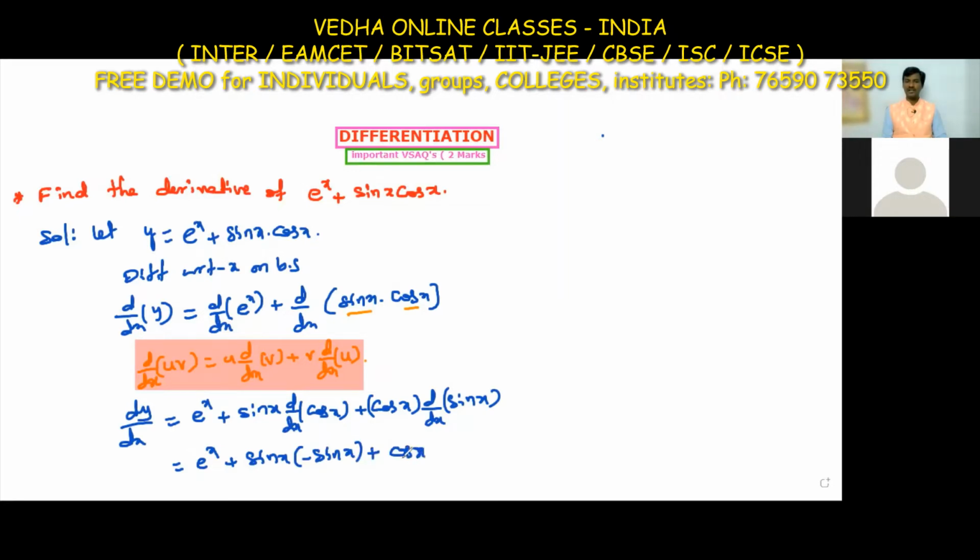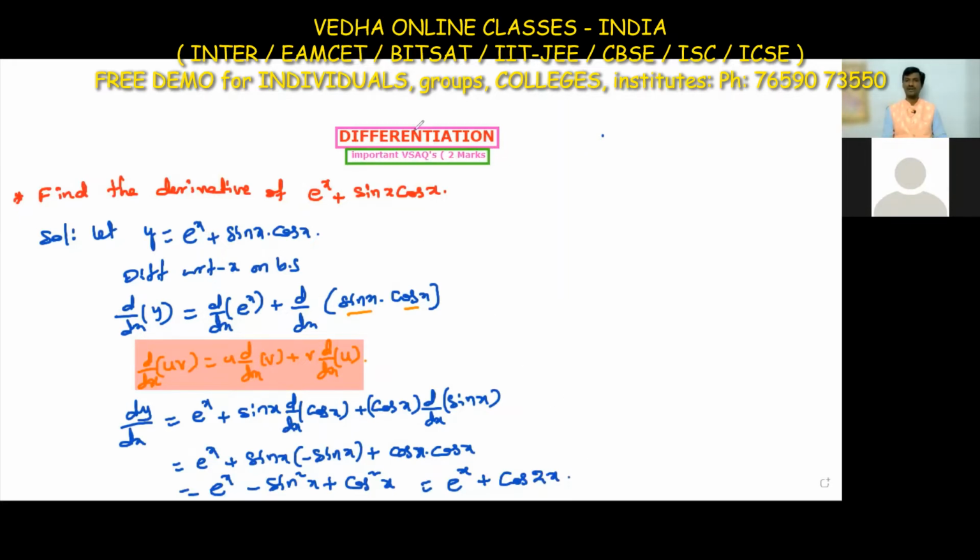I am writing d by dx of sin x. What is the derivative of sin x? Cos x, into cos x. So that is nothing but e power x and minus sin square x plus cos square x. This is equals to e to the power x as it is, cos square x minus sin square x, we can write it as cos 2x.